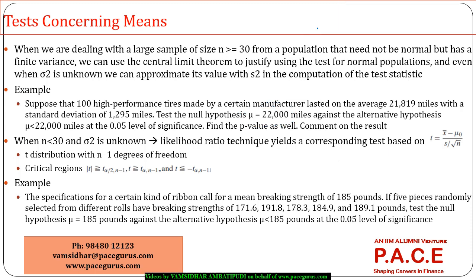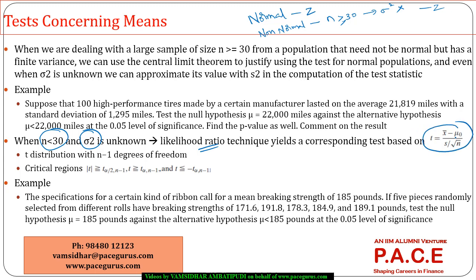Then, the other scenarios. The first scenario is the population is normal, I'll use Z. The second is the population is non-normal, right? But the sample size is greater than or equal to 30, even if I don't know the sigma squared, then also I'll use Z. But on the other side, if the population is non-normal, the size is less than 30, and sigma squared is also not known, then based on the likelihood ratio technique, what it says is x bar minus mu by s by root n.